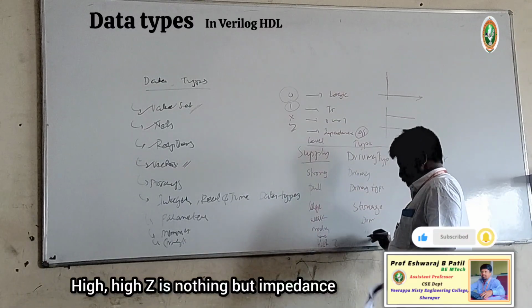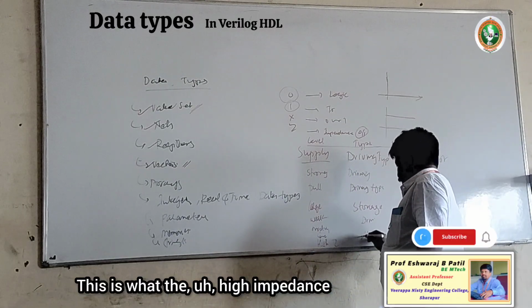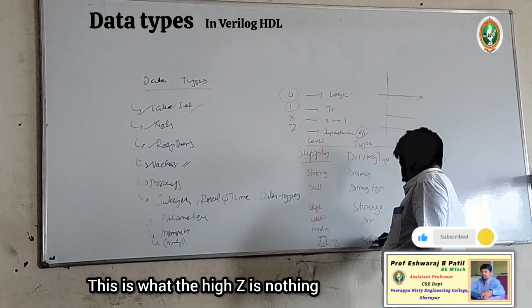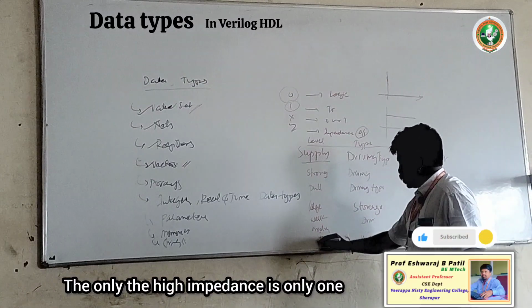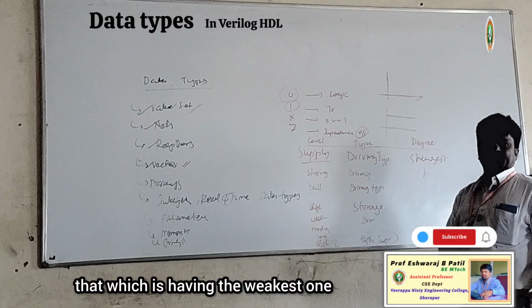Z is nothing but the impedance. High Z is nothing but the high impedance. Only the high impedance is the weakest one.